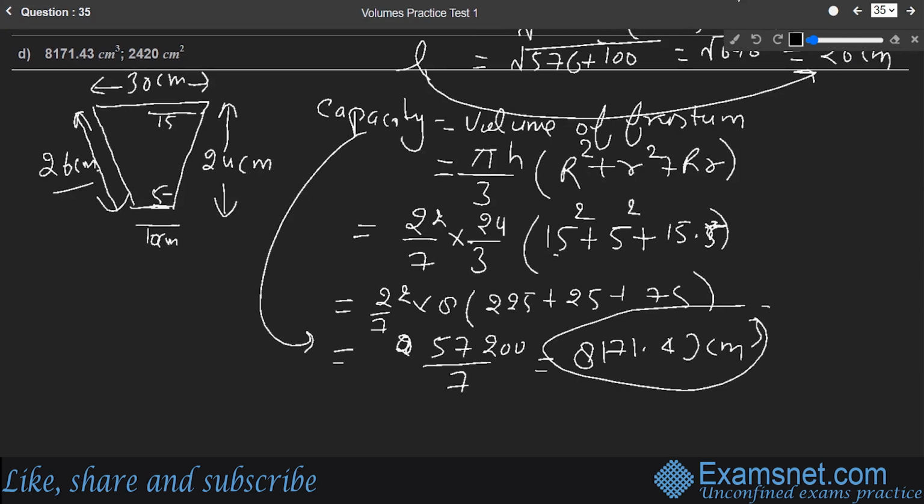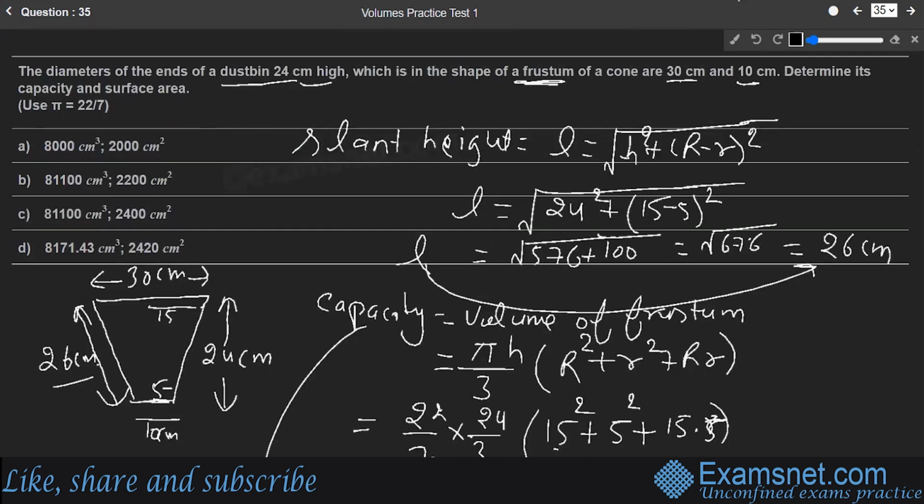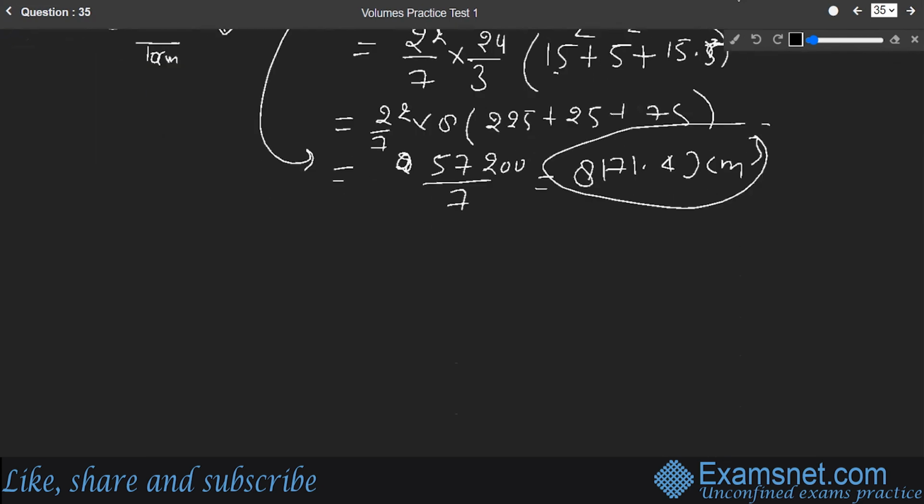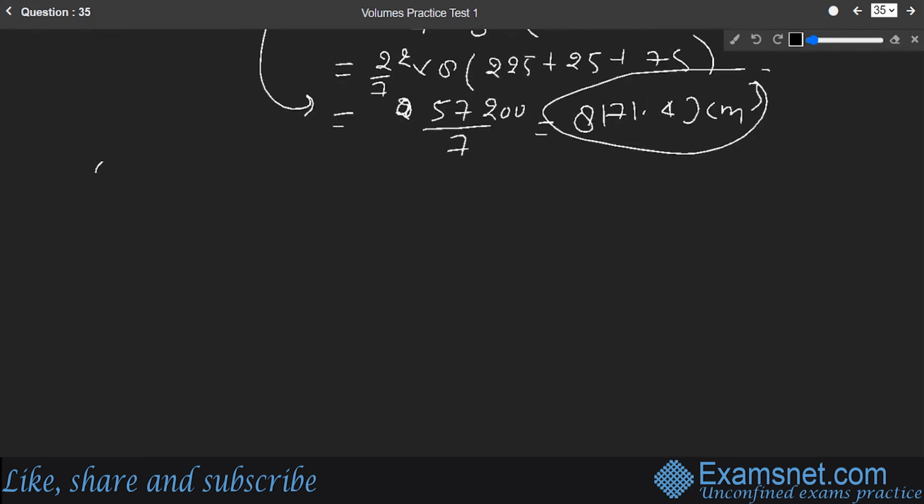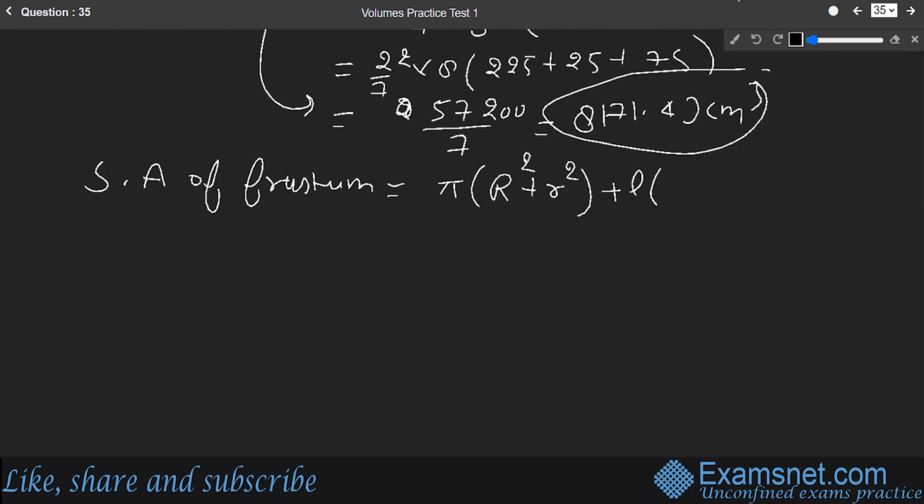So now let us find the next part of the question. He asks surface area. So we need to know the formula of surface area for that. The surface area of a frustum shaped object is given by pi into (R square plus r square plus L into (R plus r)). This is the particular formula for any frustum shaped object. So let's put down the values inside.